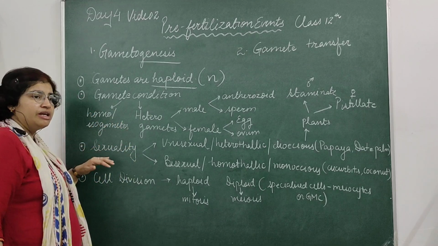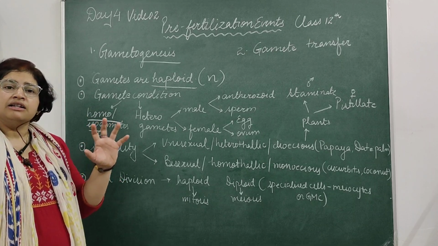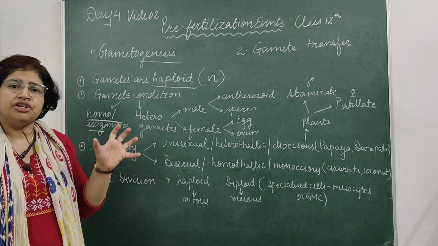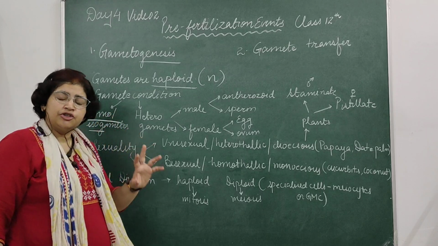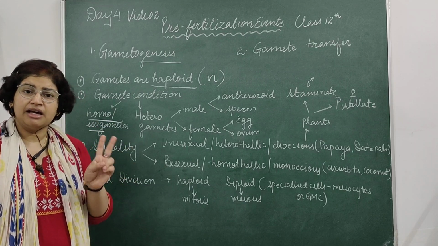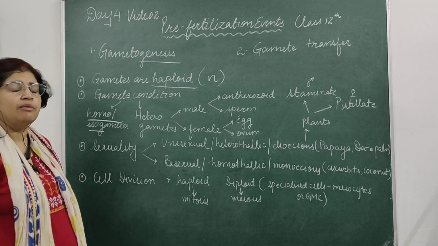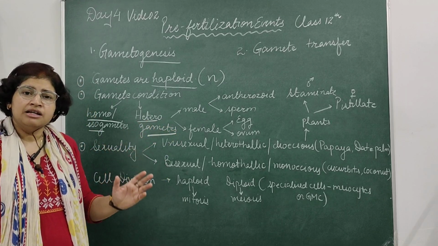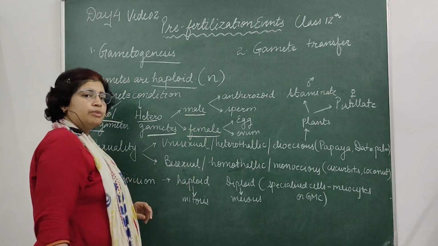One is the homogametes or isogametes. Homo means same. If in an organism the gametes produced have the same morphology or structure, that condition is known as homogametes or isogametes. Secondly, if the gametes produced by an organism have different morphology and different structure, that category of gametes is known as heterogametes. In heterogametes, two types of gametes are produced. One could be male and the other female.